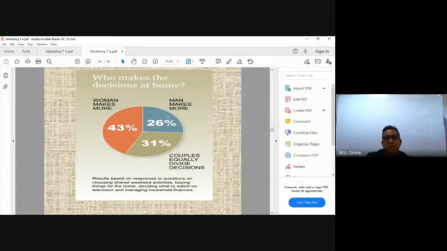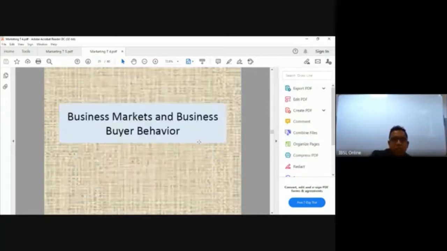26% is decided by the father, 43% by the mother, and 31% by both together. Couples equally decide decisions, especially with regard to weekend activities, buying things for the home, deciding what to watch on television, and managing household finances. These are based on research as to how decisions are influenced by each individual in the family.